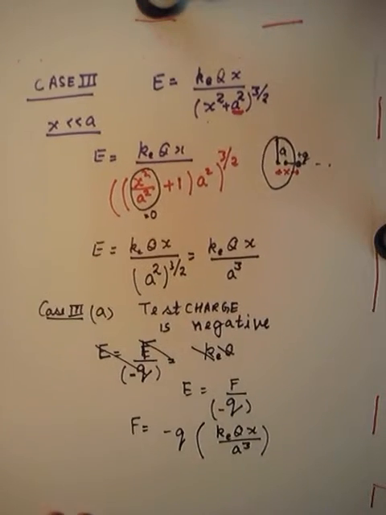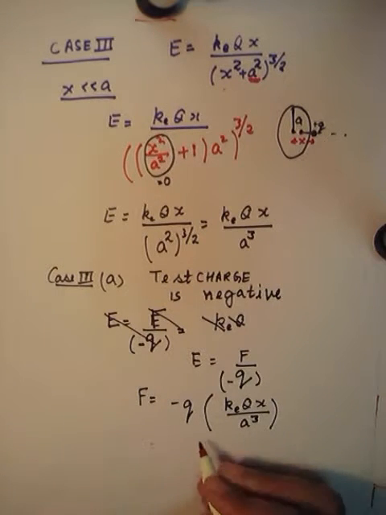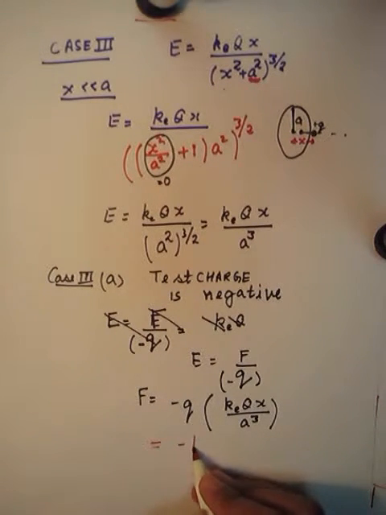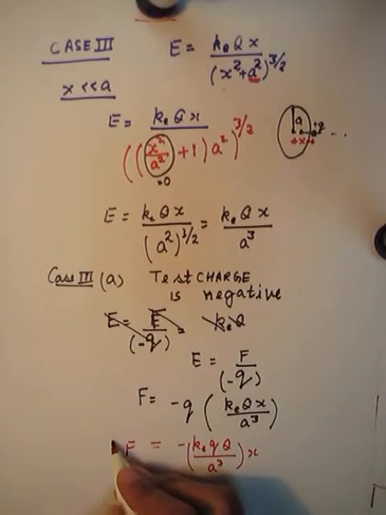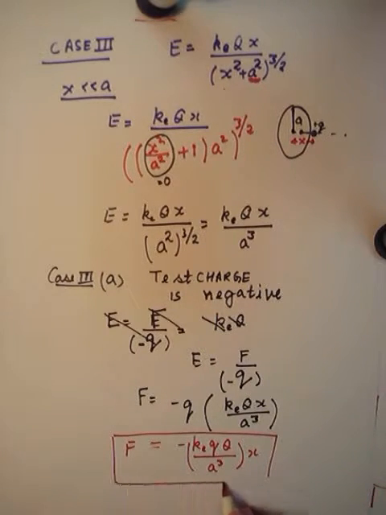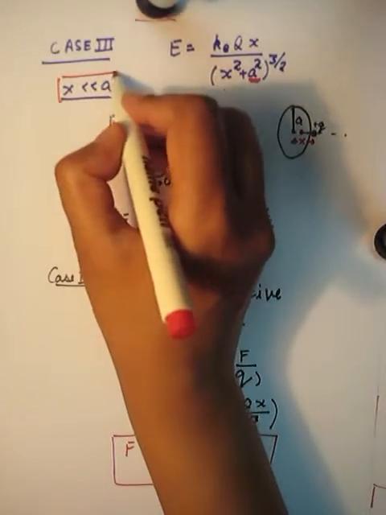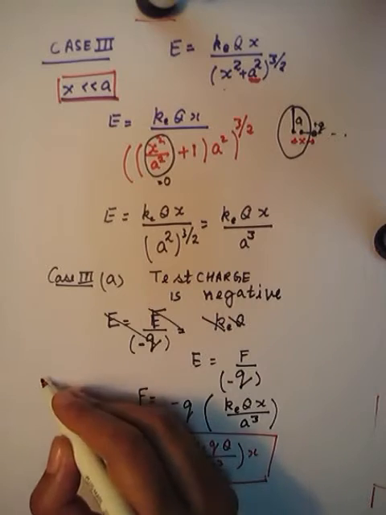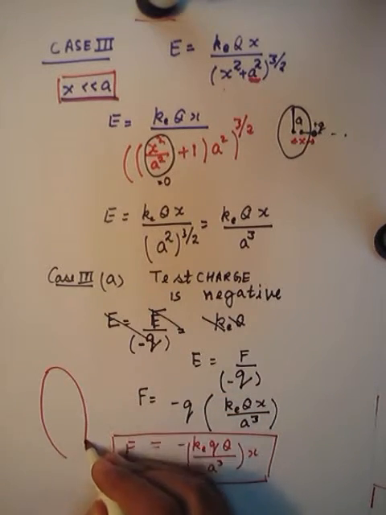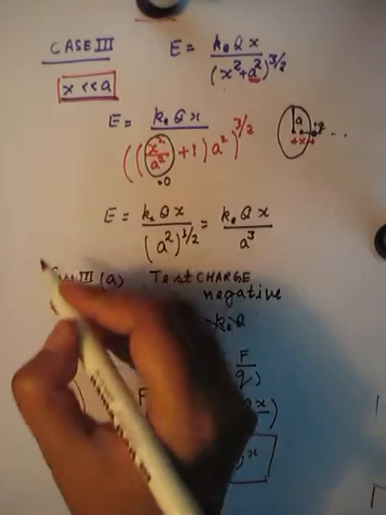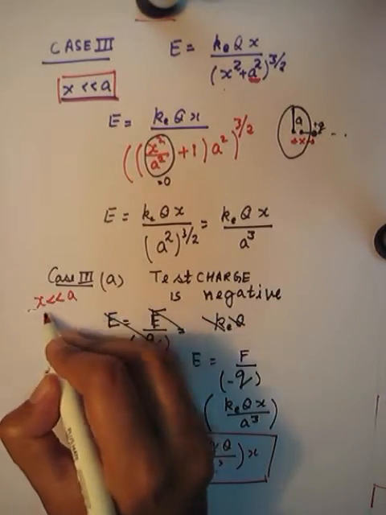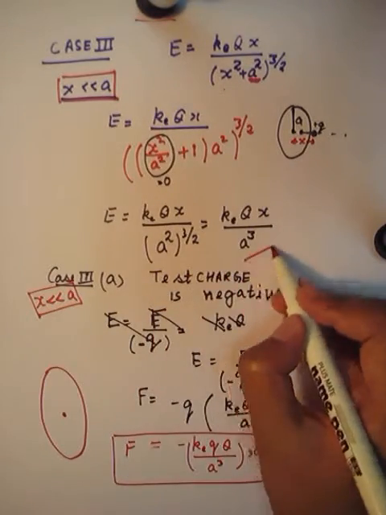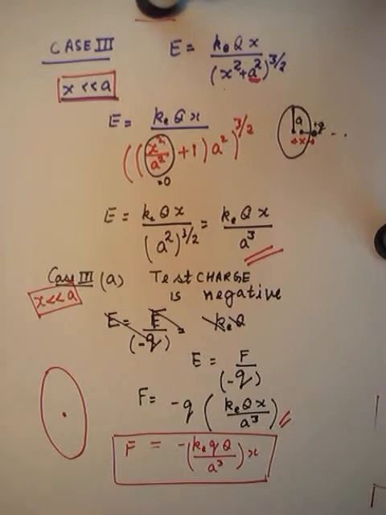So this will be minus ke small q capital Q upon a cube into x. This will be the total force acting on a charge when it is brought near to the ring and it is negatively charged. So what is the meaning of this now? This is a sub case of x is very less than a, so that is why we're continuing with this expression.